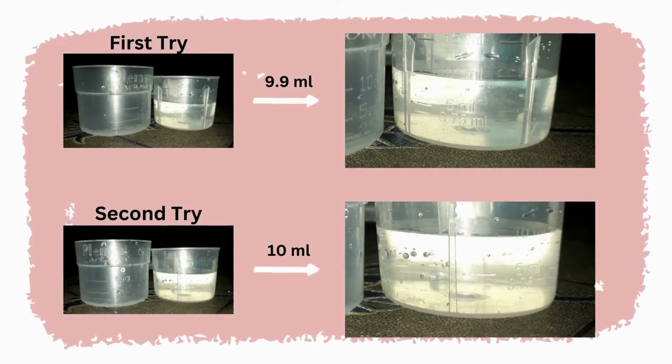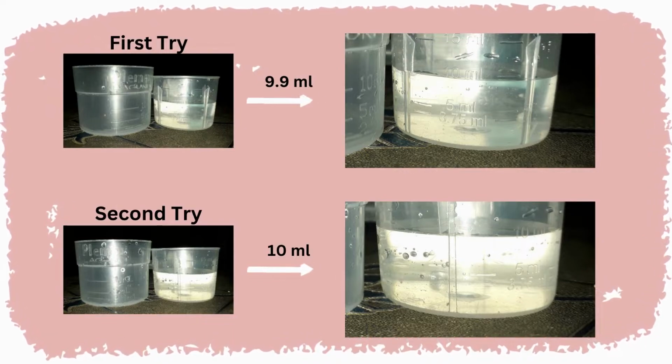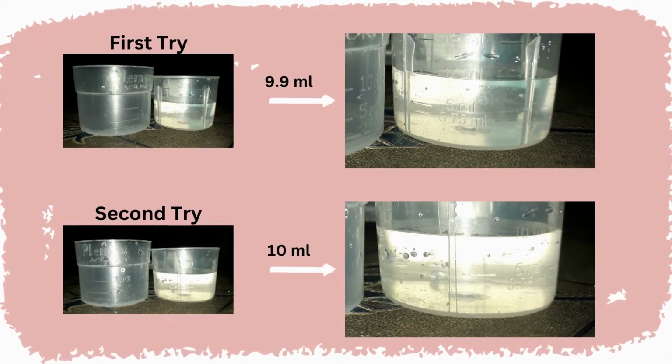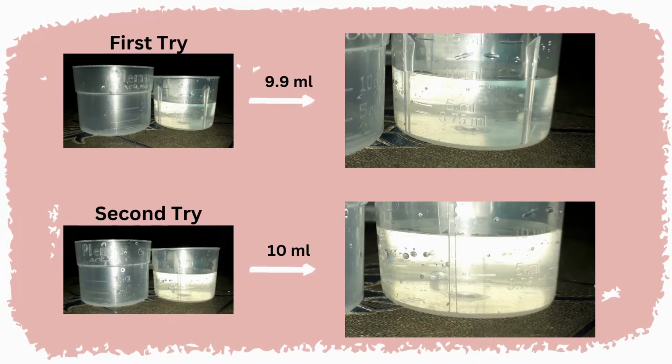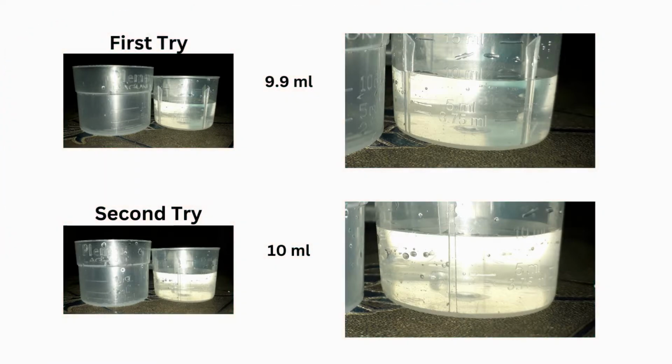So here in my first try, I almost estimated it, which is only 9.9 ml. But on my second try, I finally estimated it at 10 ml. So it took me 2 tries before I finally estimated it correctly.